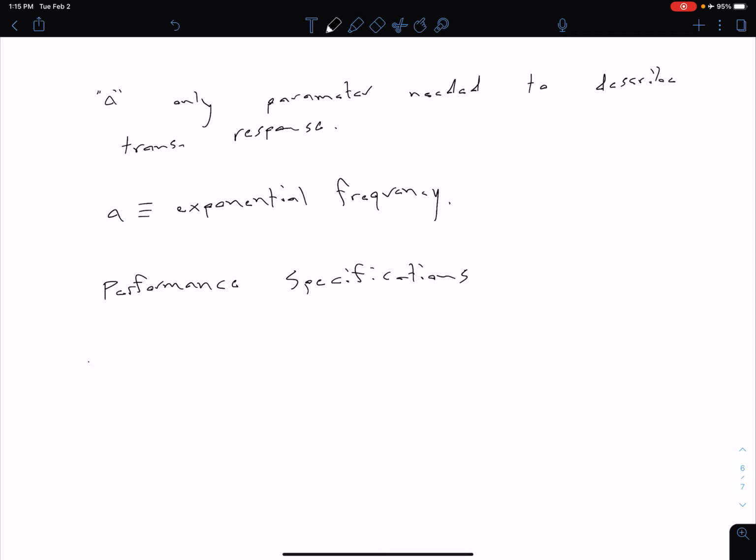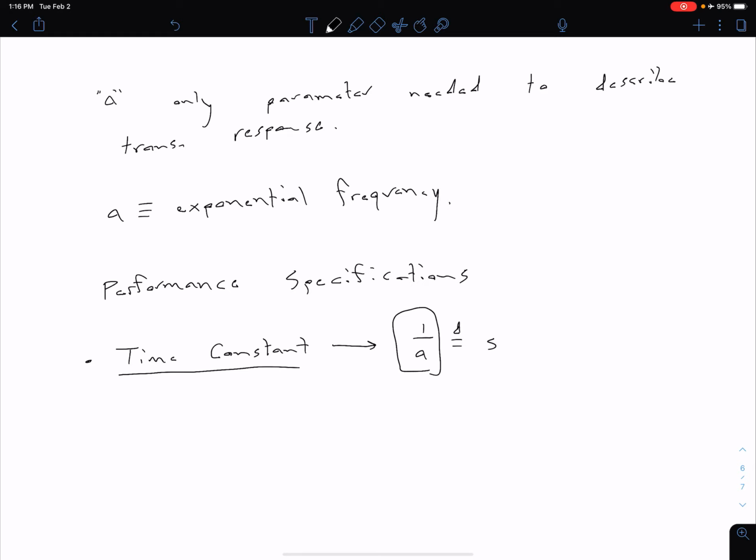So the first thing that we're going to talk about is something called the time constant. So our time constant is just the inverse of that exponential frequency, so 1 over a. And so because a is a frequency, dimensionally this 1 over a, as expected, is going to be equal to seconds. And so the equal sign with the d over it just means I'm talking about dimensional analysis for that 1 over a term. So this is going to be related to the speed that our system responds. So it relates to system response speed.